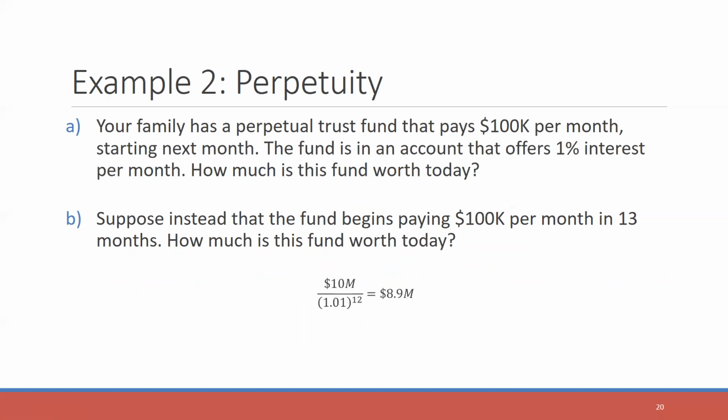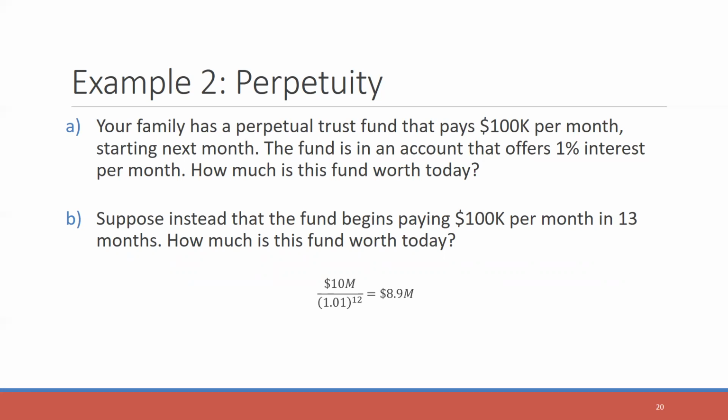Your family has a perpetual trust fund that pays $100K per month starting next month. The fund is in an account that offers 1% interest per month. How much is the fund worth today? So what do we have? We've got 100,000 in our numerator. And what do we have in our denominator? Hopefully, we've got R, right? Because that's our perpetuity formula, C divided by R.